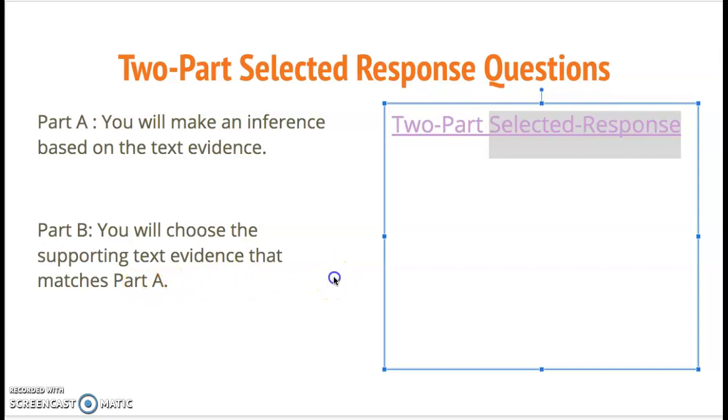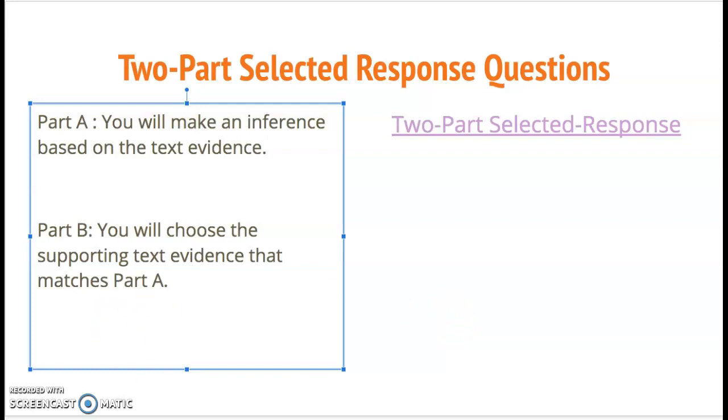Okay, guys, yesterday you practiced how to read and analyze text. You used part of the question and the answer. So today we're going to learn to answer a question that has a part A and B. So you'll see here, in part A, you will make an inference based on the text evidence.